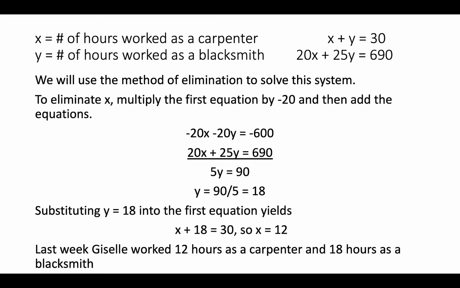To find x, we substitute y equals 18 into the first equation. This gives us x plus 18 equals 30. Subtracting 18 gives us x equals 12. So last week, Giselle worked 12 hours as a carpenter and 18 hours as a blacksmith.